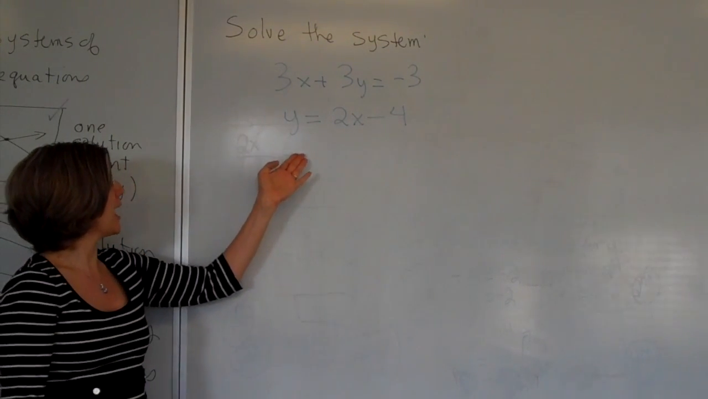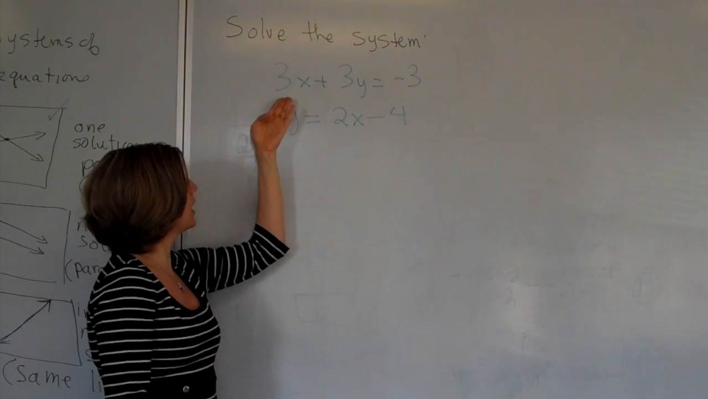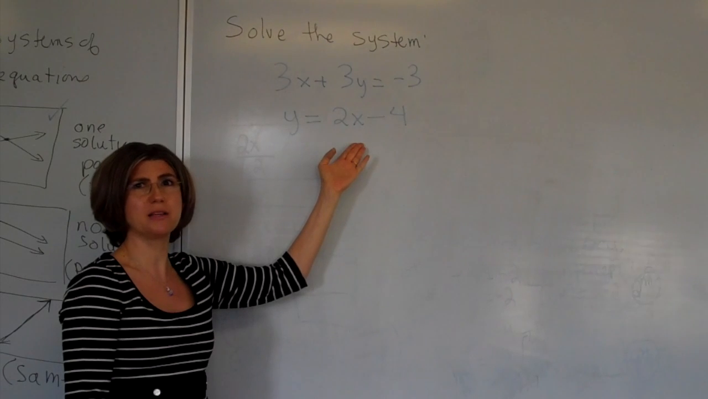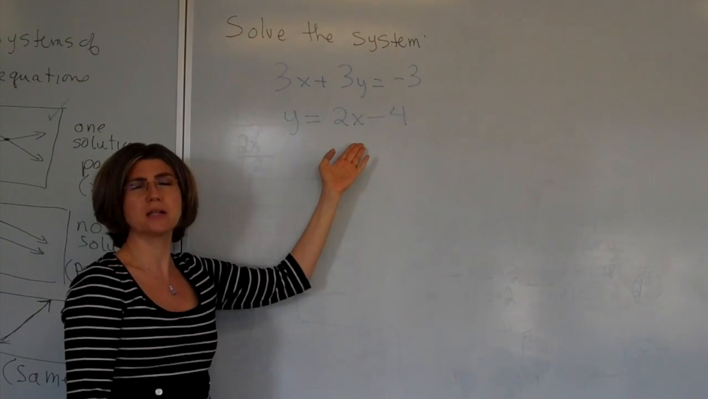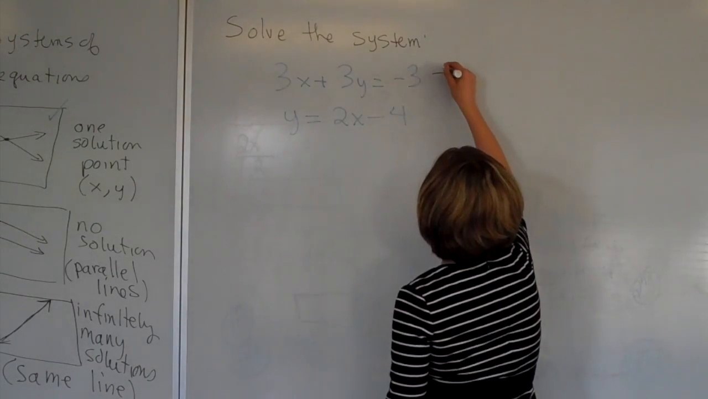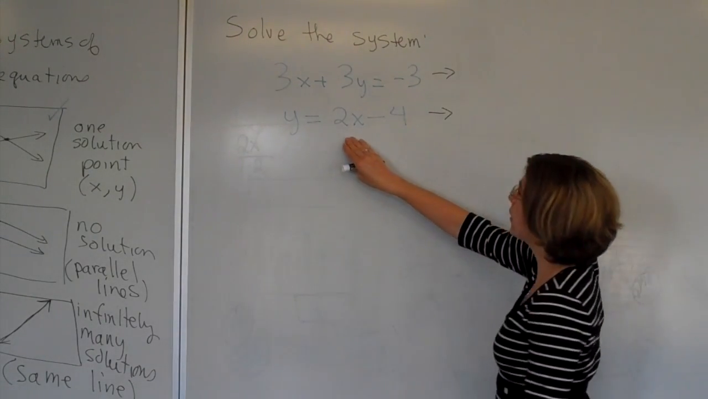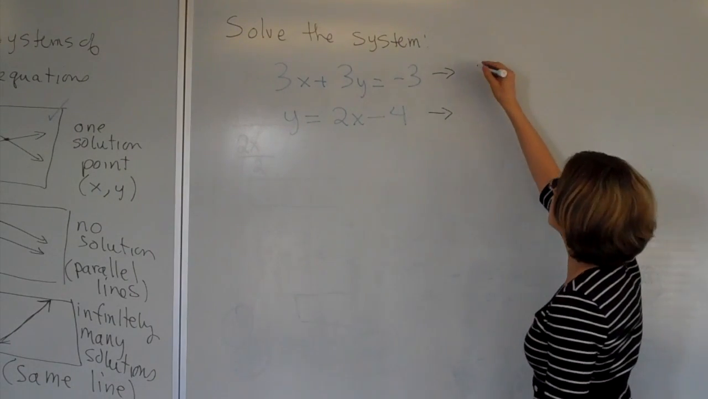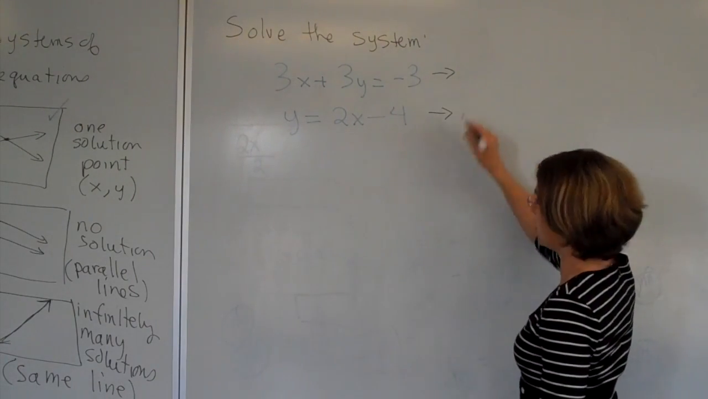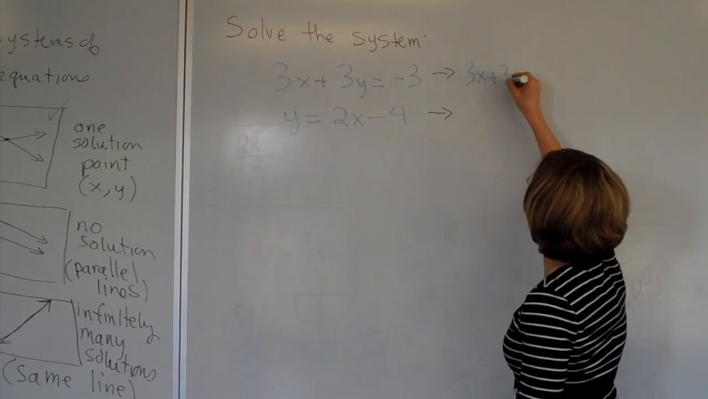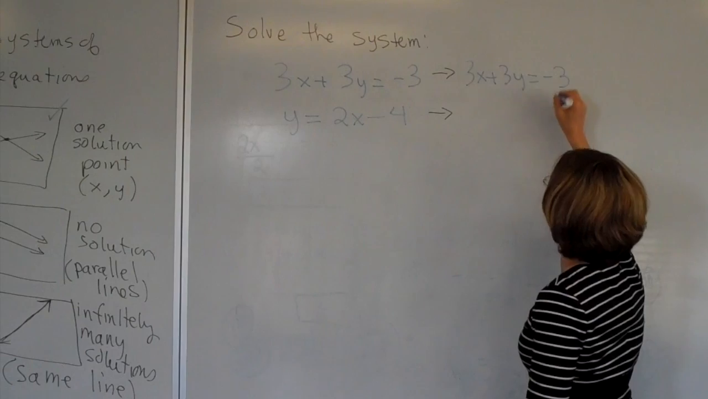So, the challenge I have here is that my x's are here, some of them are here, and some of them are here. So the first thing I'm going to do is rewrite this equation so that all the x's are one on top of the other. The way that I'm going to do that is I'm going to subtract 2x from both sides on this equation. So this one I'm really not doing anything to. I'm just going to copy it over. 3x plus 3y equals minus 3.